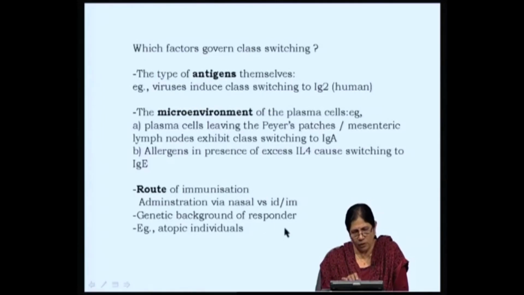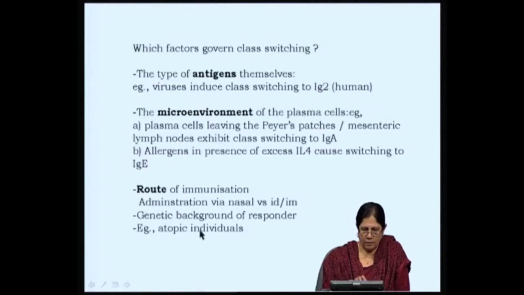Finally, the genetic background of the responder. This I can explain by way of people who are atopic individuals, which means they respond by way of hypersensitivity or allergic reactions. Now, these individuals already have a background, the genetic makeup is such that they respond to allergens by way of class switching to IgE. Now, the same allergens would not evoke such a response in other individuals who are not atopic.